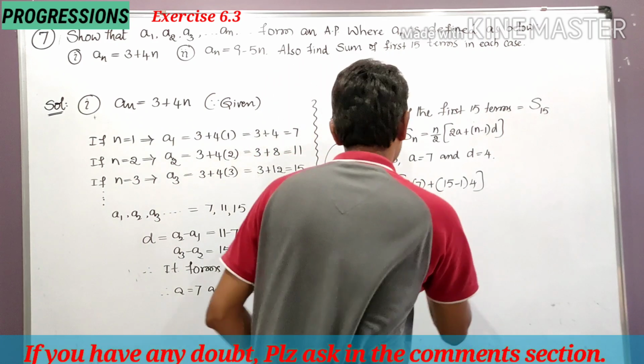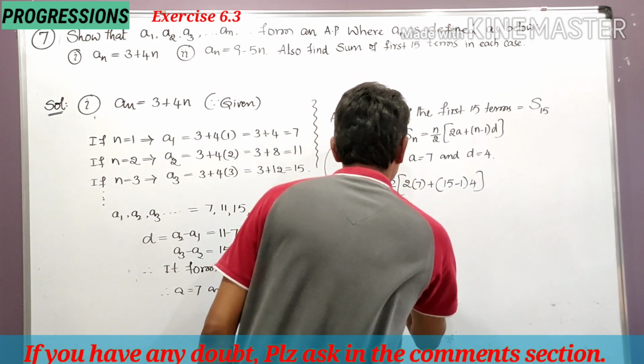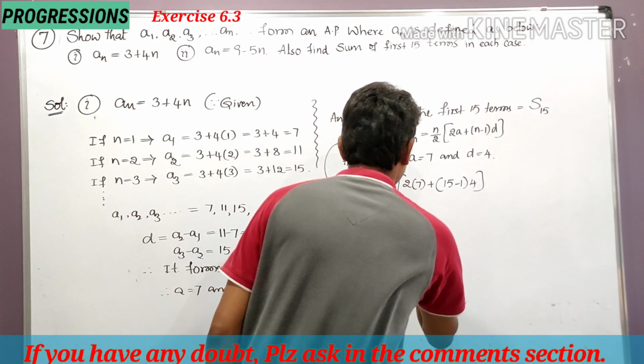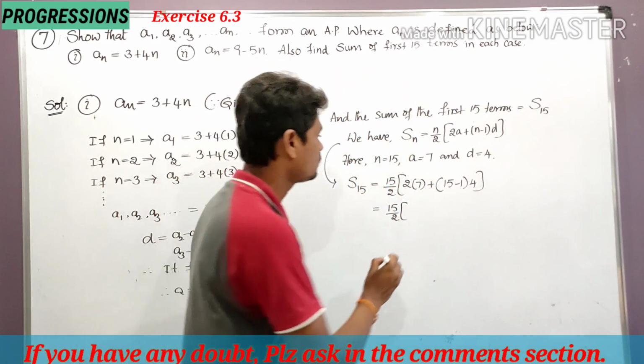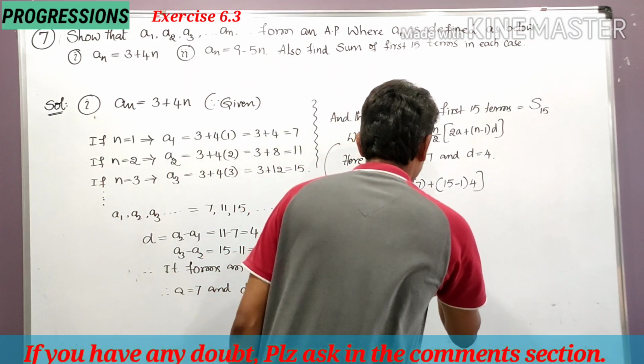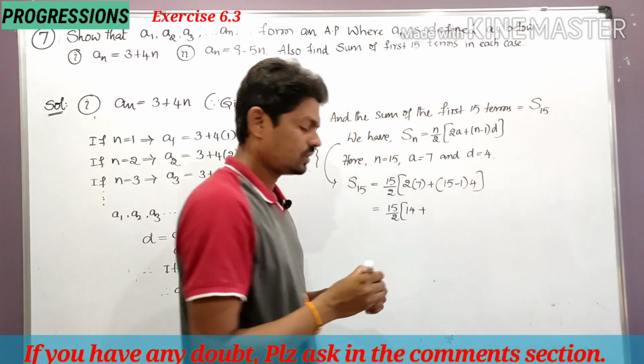So we have to simplify here. 15 divided by 2 into, 2 into 7 is 14, plus 15 minus 1 is 14.